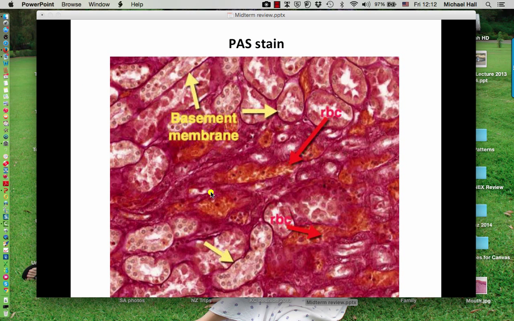So let's look at the periodic acid Schiff stain, which is specifically used to stain carbohydrates, and basement membranes have a lot of carbohydrates in them. The PAS stain also stains erythrocytes this orange color. So these are small veins or arteries here with erythrocytes in them.